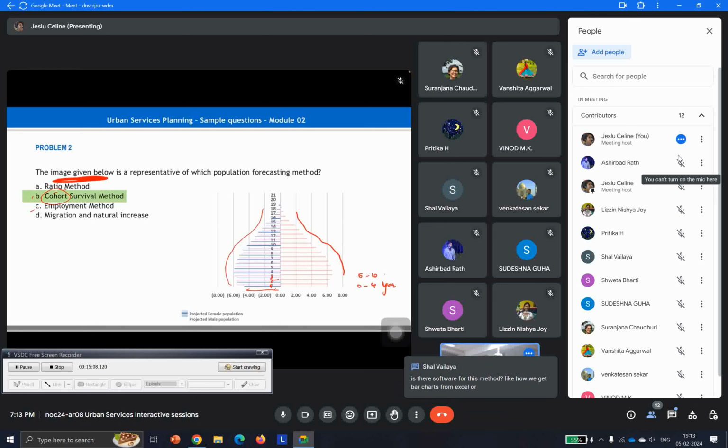Now, is there software for this method, like how we get bar charts from Excel? Okay, so about softwares which are used, I am not aware, I do not know whether there are advanced softwares these days. So what we usually do is we calculate in Excel only. It's not a very difficult calculation in Excel.